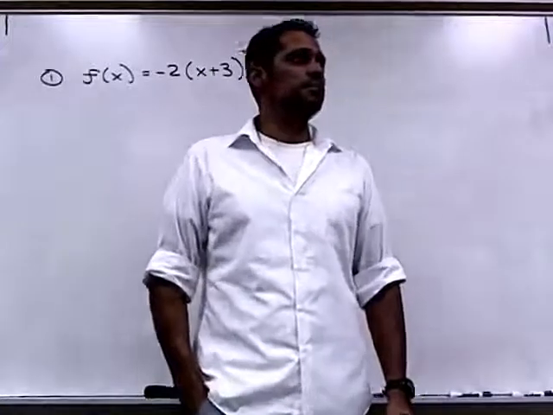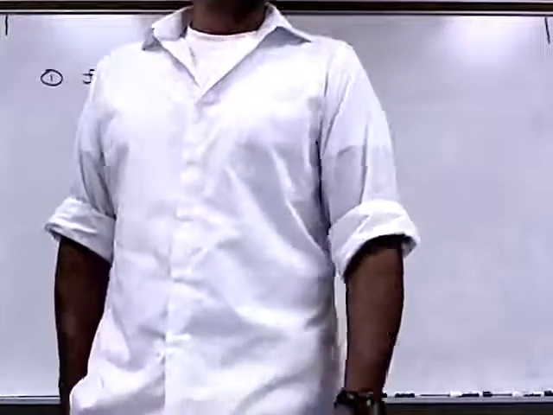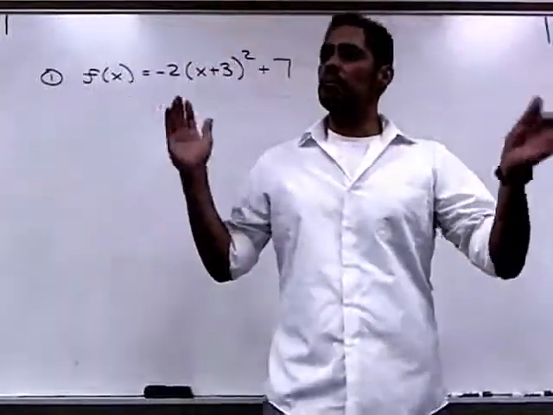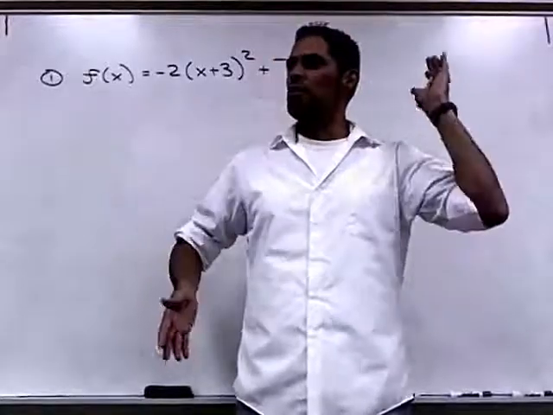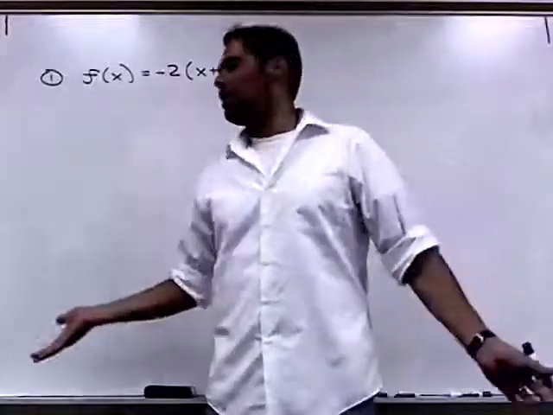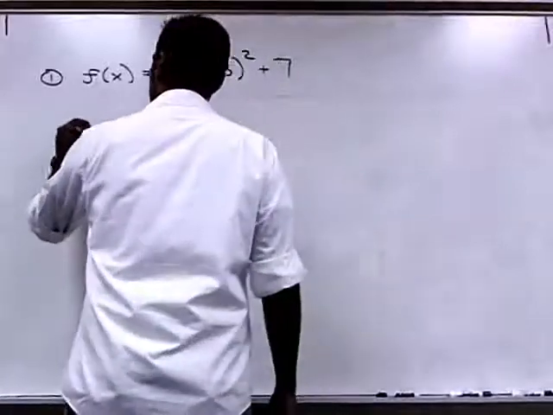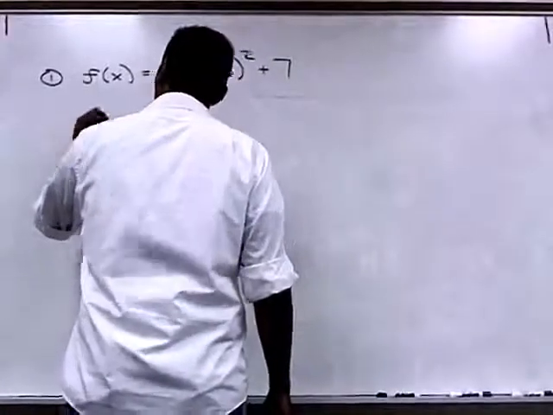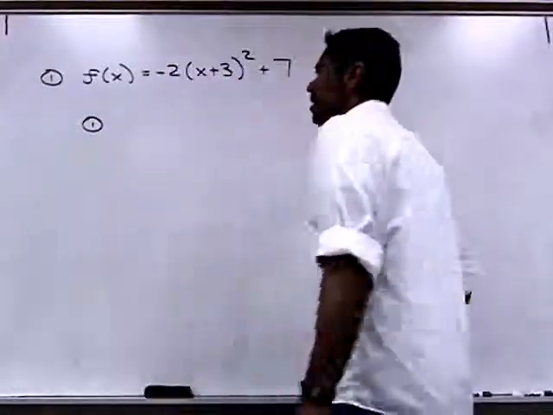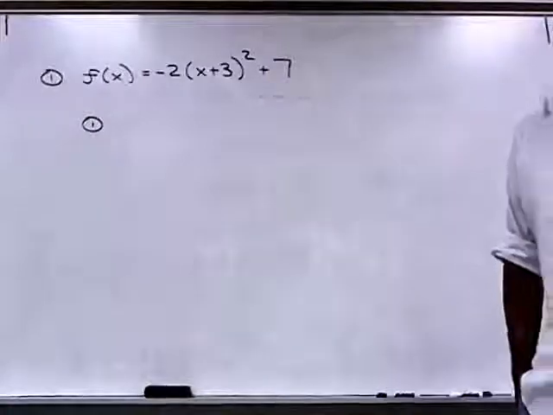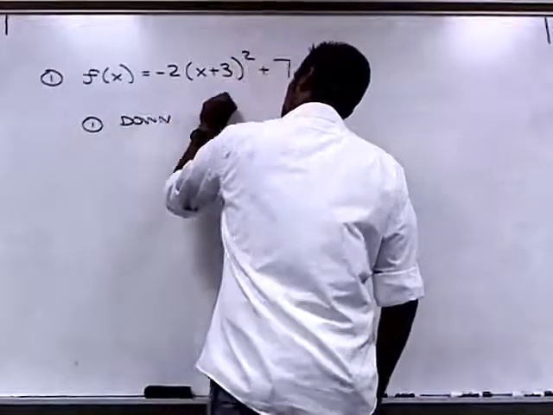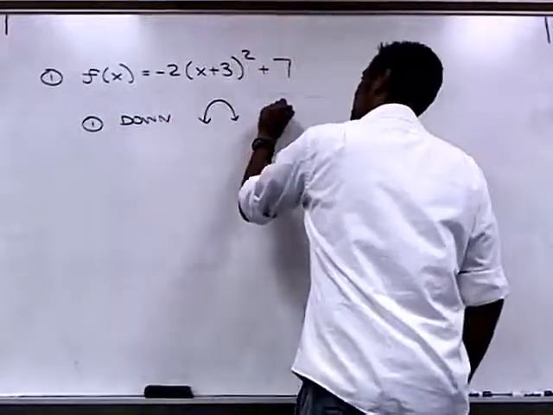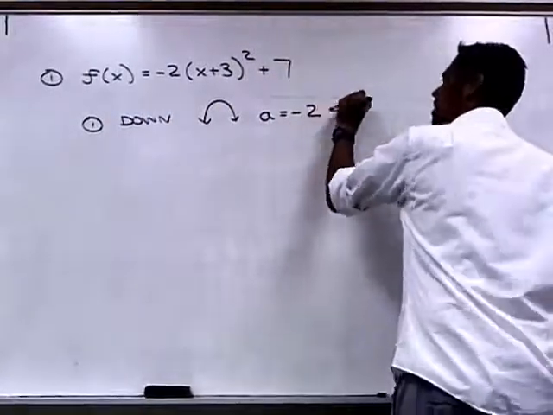Identify the form. Okay, so left and right. Well, hold on. Left and right behavior, that's polynomial. Up or down, right? So the first step was, does it open up or down? What does this one do? Down? Why does this one open down? Because a equals -2, which is a negative number, right?